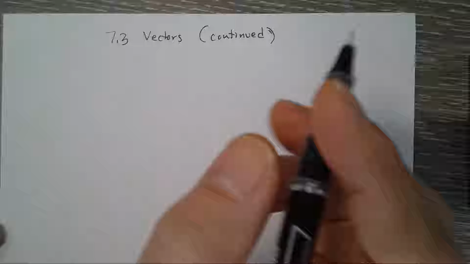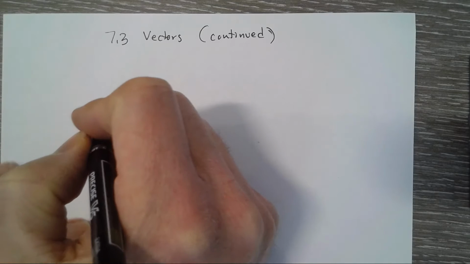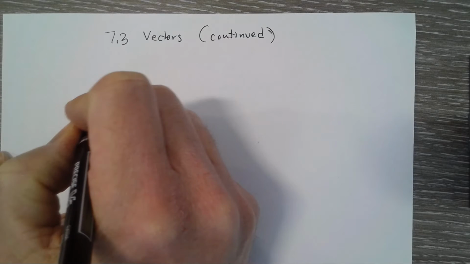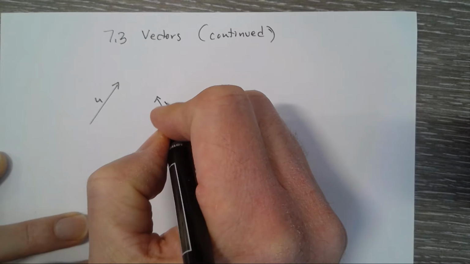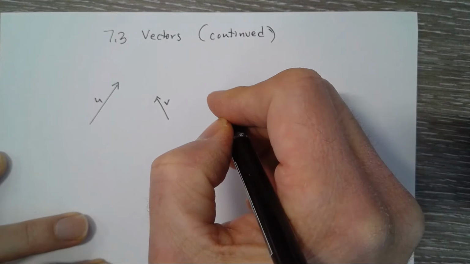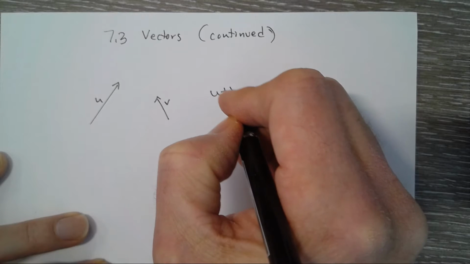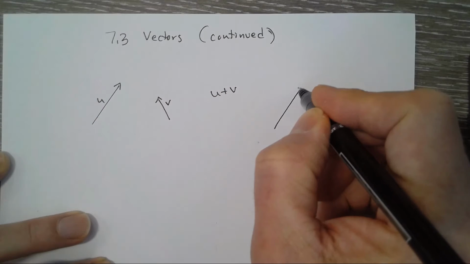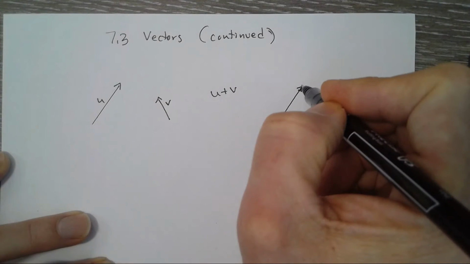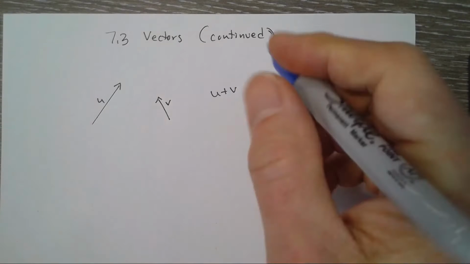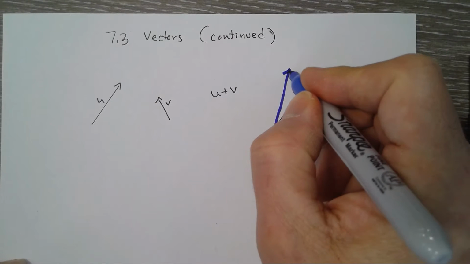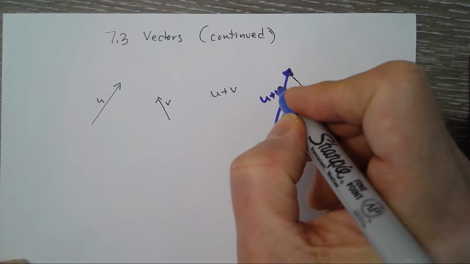So let's say I've got a vector, I'll call that u right here, and let's say that v looks like that. If I wanted to do u plus v, remember it would look like u and then plus v, and then the resultant vector would be this right there, would be u plus v.